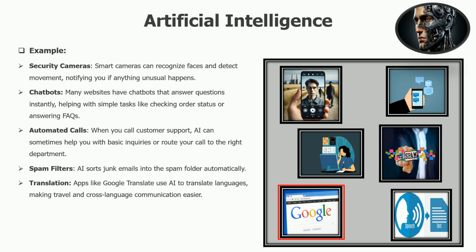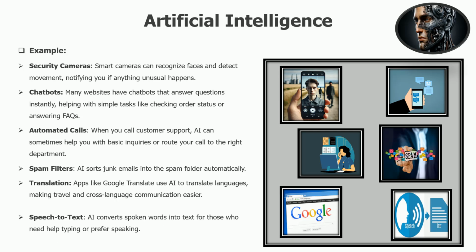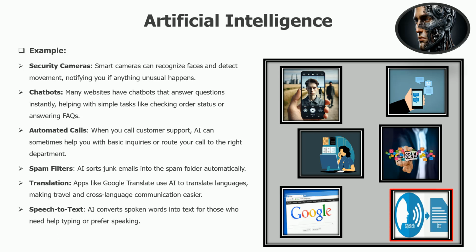Translation. Apps like Google Translate use AI to translate languages, making travel and cross-language communication easier. So this is one of the good features of AI. Speech to text. AI converts spoken words into text for those who need help typing or prefer speaking. So these are a few examples of AI.